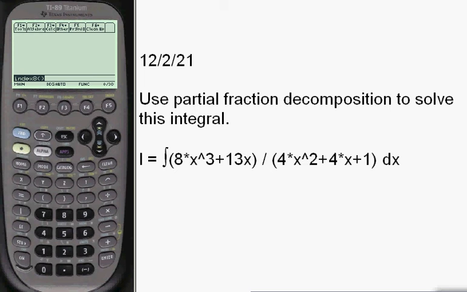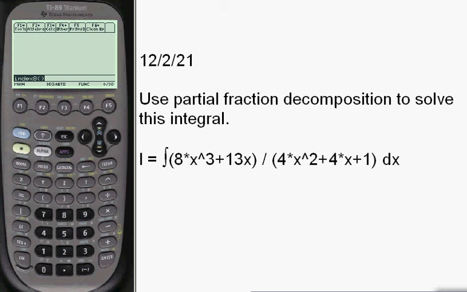I'm presenting this from San Diego in the morning. And this is partial fraction decomposition, as you can see on the screen.